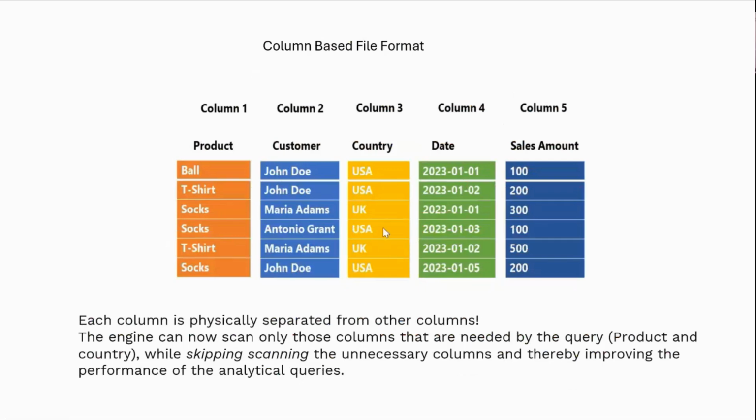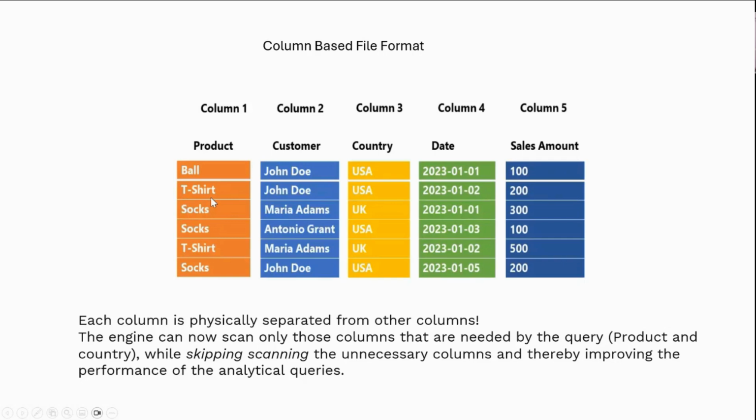Now, for the same question, that is, how much amount did Maria Adams spend overall? In this scenario, the engine can skip, since I need only the customer and the sales amount column. So the engine can skip other columns that are not needed by the query, thereby skipping the scanning of the unnecessary columns and improving the performance of the analytical queries.